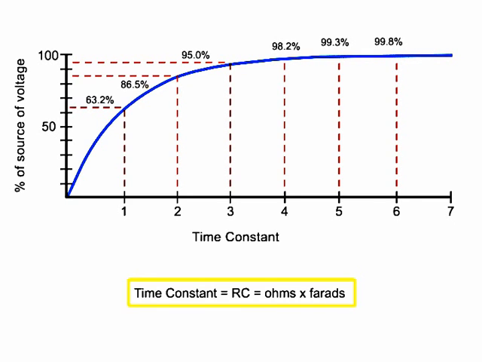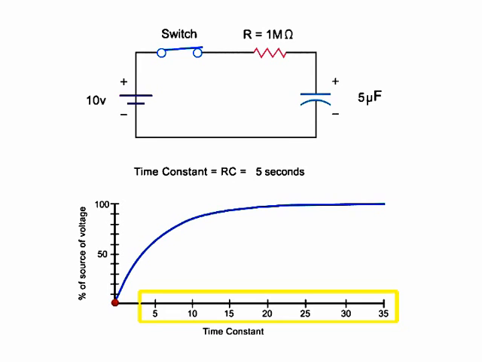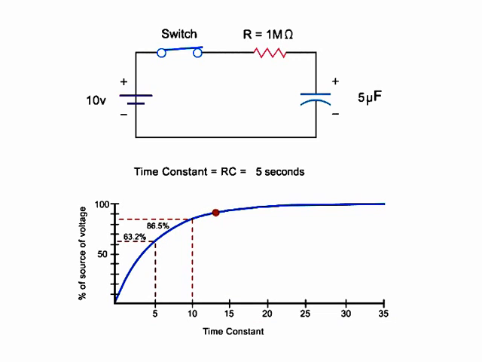A time constant in seconds is equal to the resistance of the circuit in ohms multiplied by the value of the capacitance in farads. For example, in this circuit, if you have a 1 mega-ohm resistor and a 5 microfarad capacitor, the time constant would be 5 seconds. Therefore, for each 5 seconds of elapsed time, the capacitor will achieve its corresponding voltage percentage until it reaches an effective charge after 5 time constants.